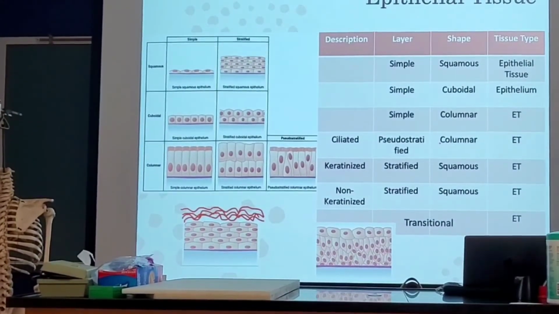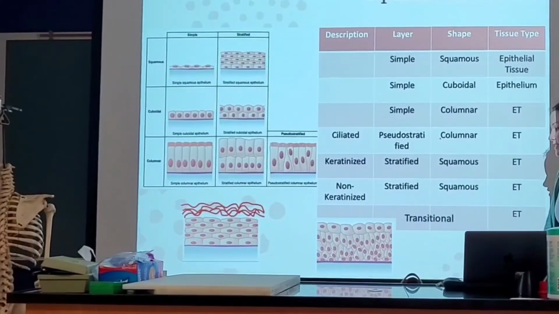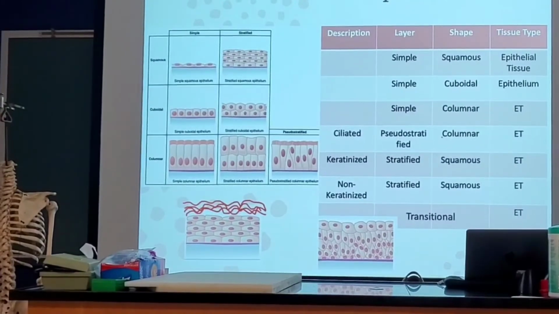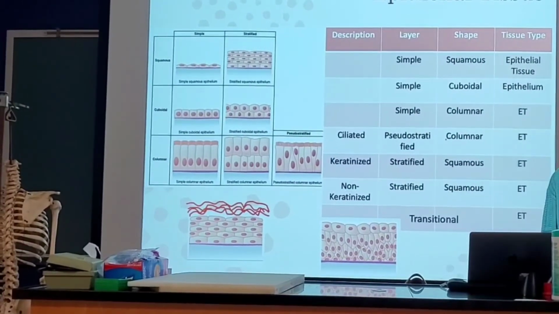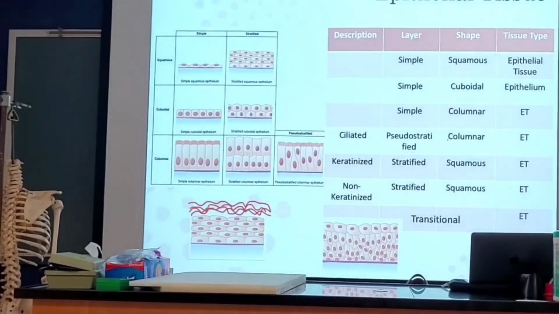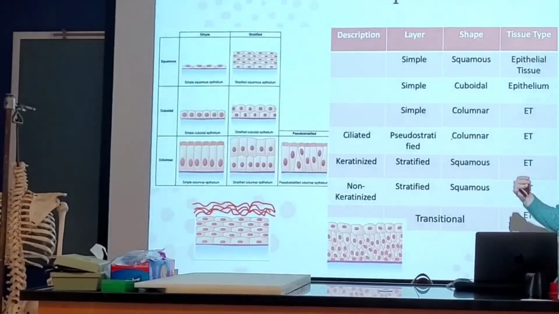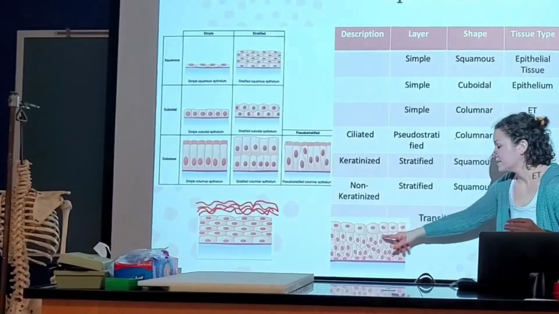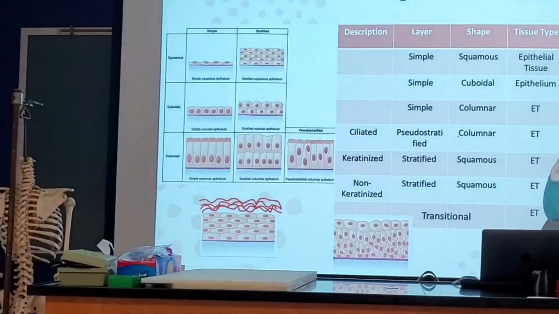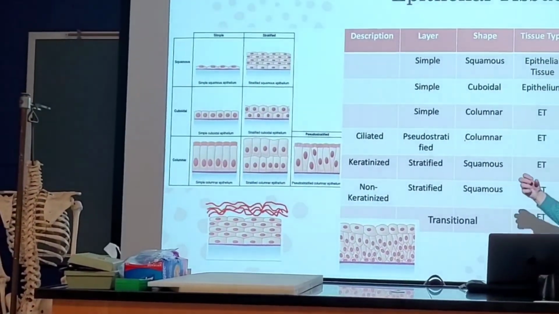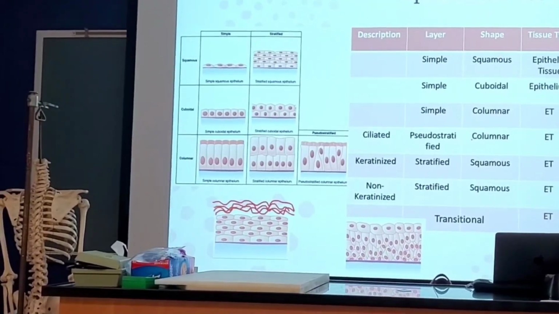So the reason for the difference of cells is because transitional epithelial tissue is found in the bladder and the urethra and the ureter. So it needs to constantly be contracting and expanding. So having those flat cells on top allows these organs to expand and contract. Okay?